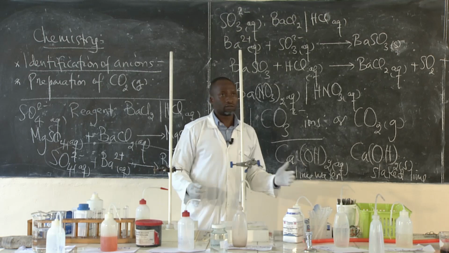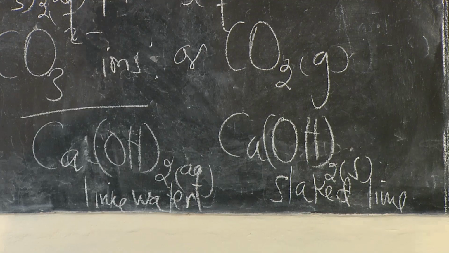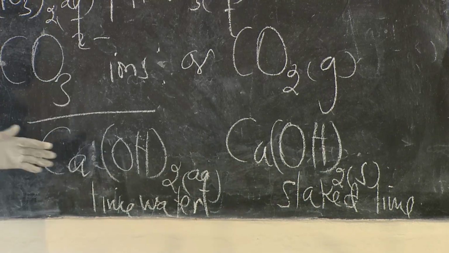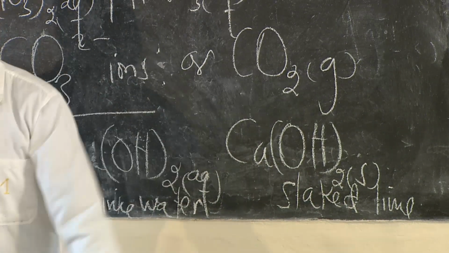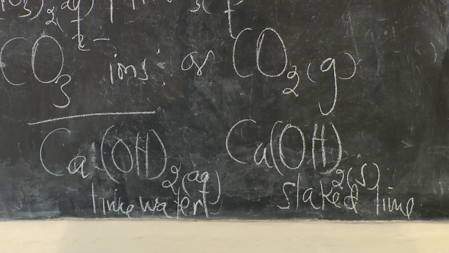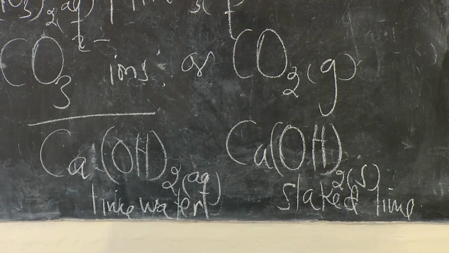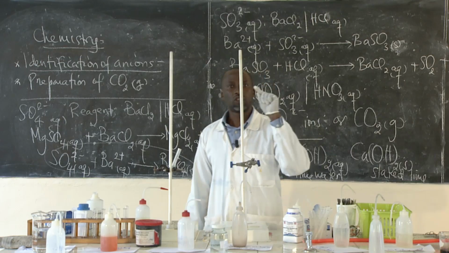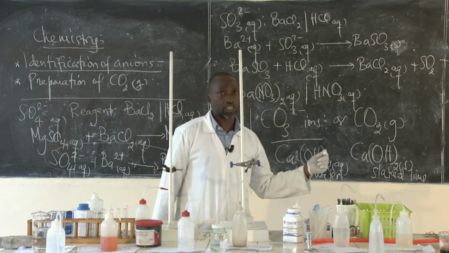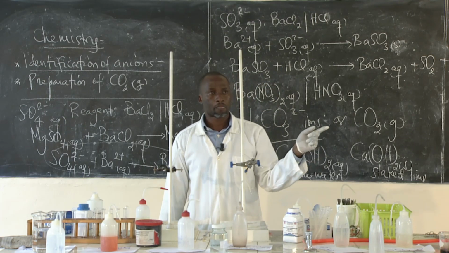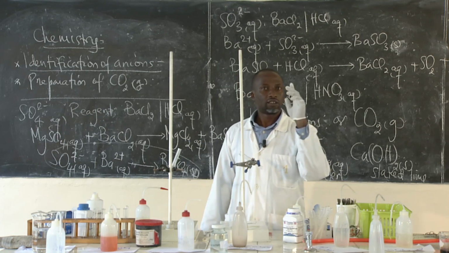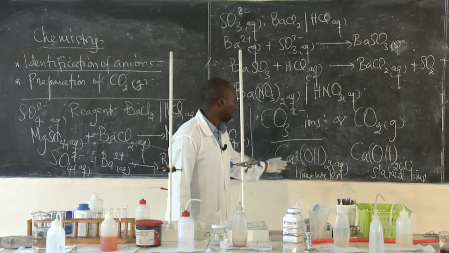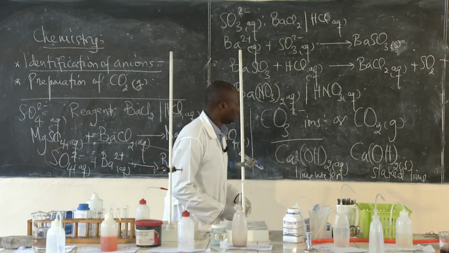So usually, for the purposes of maybe exams, when you are answering this question and you say you are adding calcium hydroxide, you are not telling me properly which calcium hydroxide you are using. Are you using slaked lime, or are you using lime water? So you have to be specific. When you say lime water, then I will know that it is a solution of calcium hydroxide. So you need to specify that.